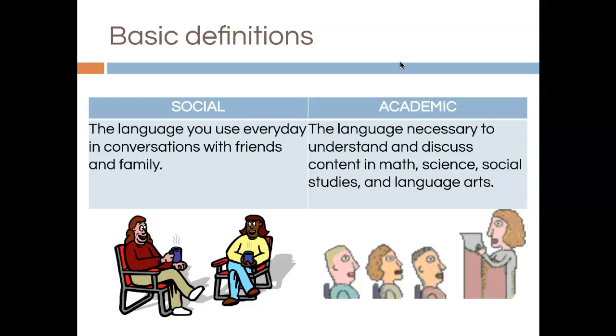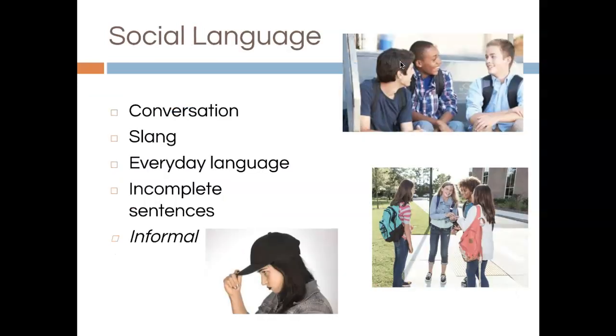Okay, here is the difference between social and academic language. Social language is the language you use every day with your friends and family. Academic language is the language you need to understand and talk about math, science, social studies, and language arts. Social language is conversational, like when you're talking to your friends. You can use slang, it's everyday, and it's okay if you don't have complete sentences.